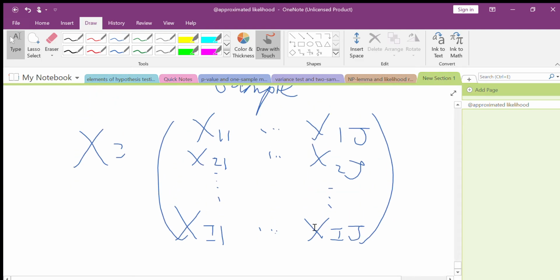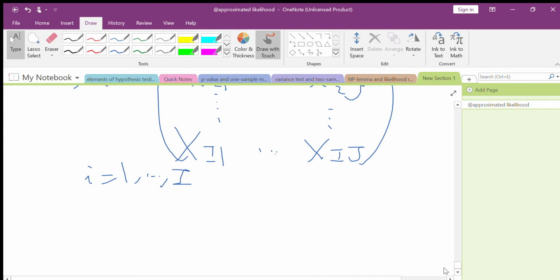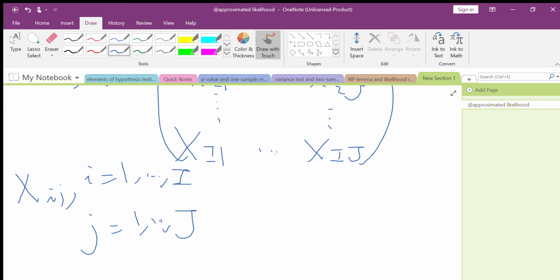So we use small i to denote the first group, small i from 1 to capital I. So the entry of this long vector is small xij, small i from 1 to capital I, and small j from 1 to capital J.